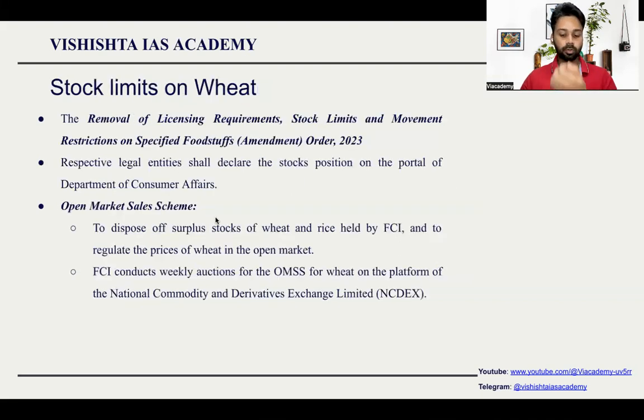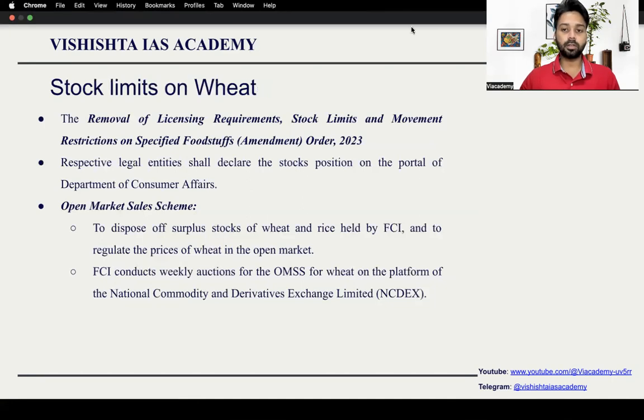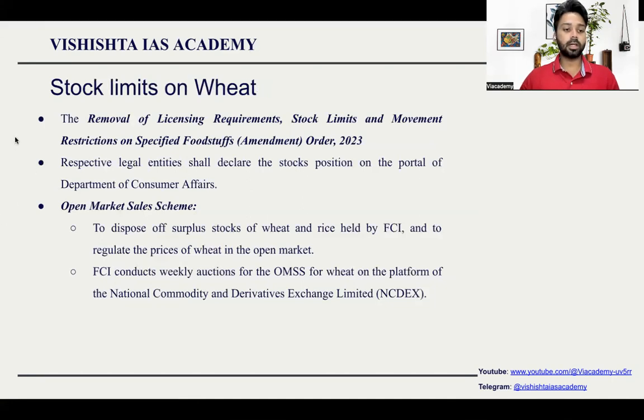Stock limits on wheat. Today's newspaper told that the government has made some stock limits on wheat. So from examination point of view, you need to know what gives the power for the government to tell that only a certain amount of product should be kept with a shopkeeper or with a merchant. They will not allow huge amounts of stock to be kept by one person or one entity.